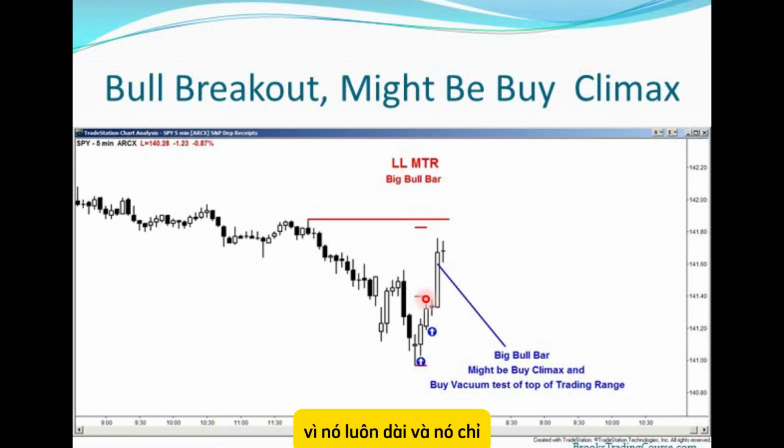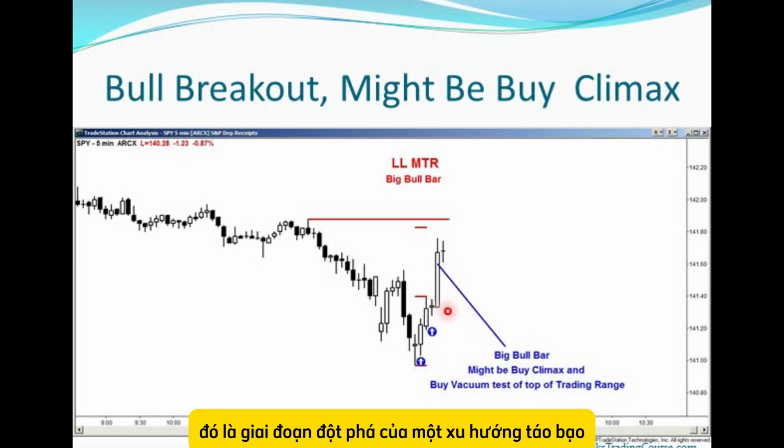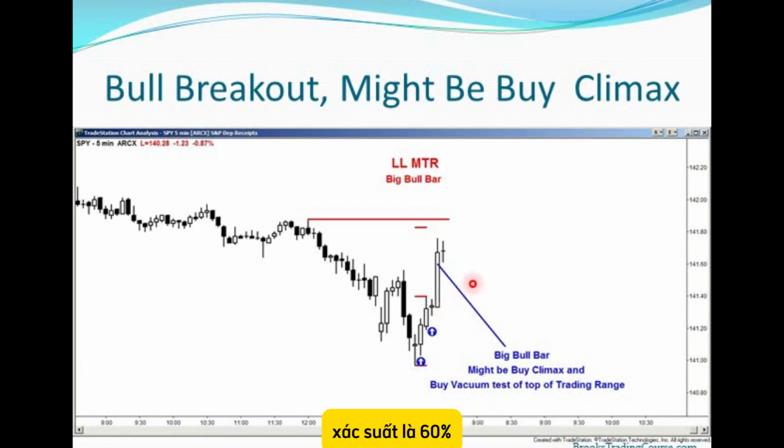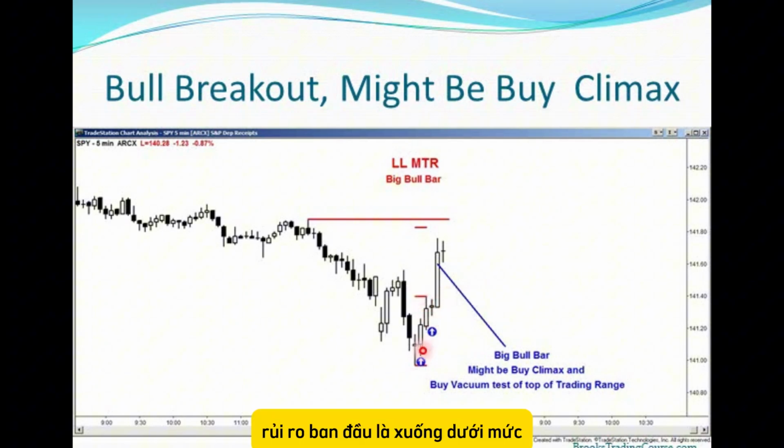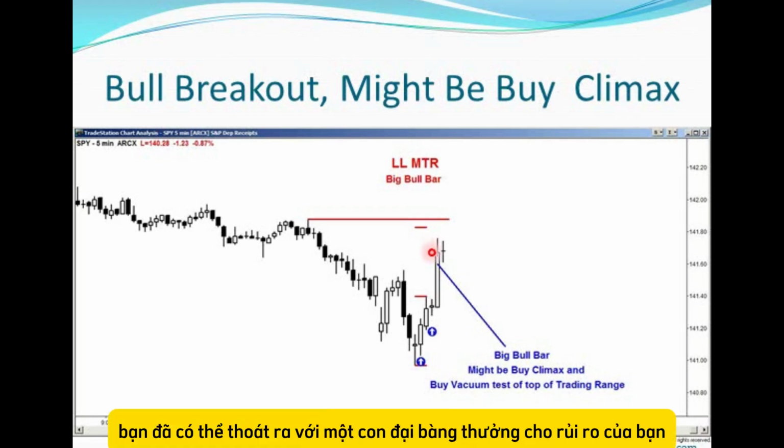Since it's always in long and it's the breakout phase of a bull trend, the probability is 60% that you'll get a measured move up. The initial risk is down to below the bottom of the spike, so if you bought this close, your profit target probably would be lower, maybe around here. You could already exit with a reward equal to your risk.